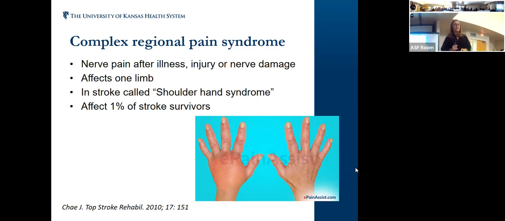This is a picture of what your hand might look like if you have it. Usually the hand is a little swollen. It might be a little bit red or purple, or a color difference from the other side. It might be kind of shiny, and your hair and nail pattern might be a little bit different. A lot of times it's kind of cool and clammy feeling too. It's also very, very sensitive. So if you just lightly touch your hand and it burns, that's probably nerve pain, right? So this is what it might look like.